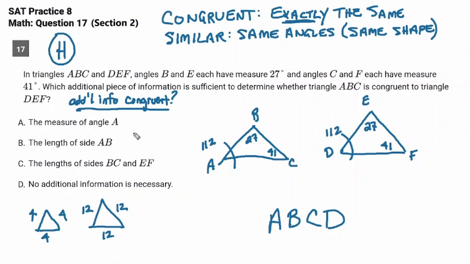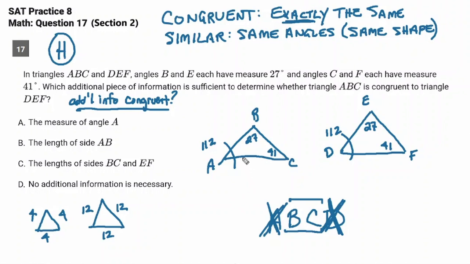Do we need, as an additional piece of information, the measure of angle A? Kind of a trick question. We already have that information. We don't need it. It's not going to help us, but we already have it. Okay, let's look at D. No additional information is necessary. We need something, right? Because we don't know anything about the sides. So if you know anything about what congruent means, anything about any geometry, you ought to be able to get this to B and C.